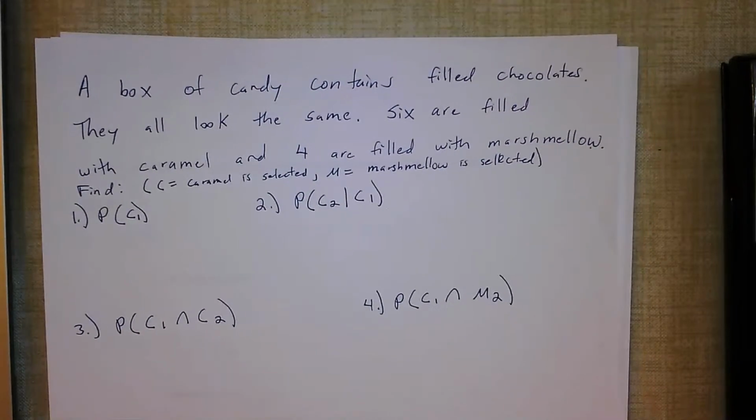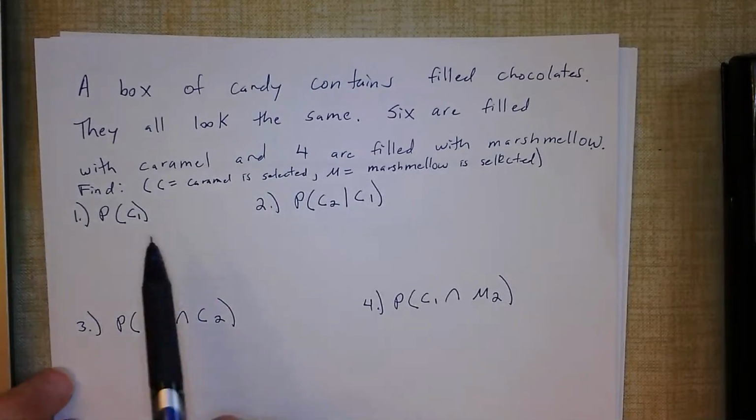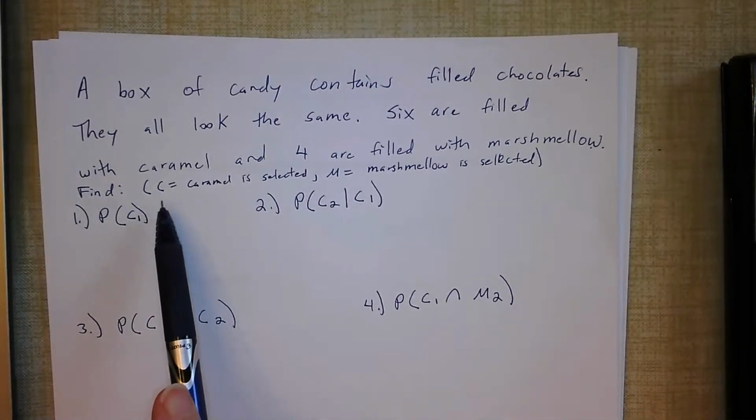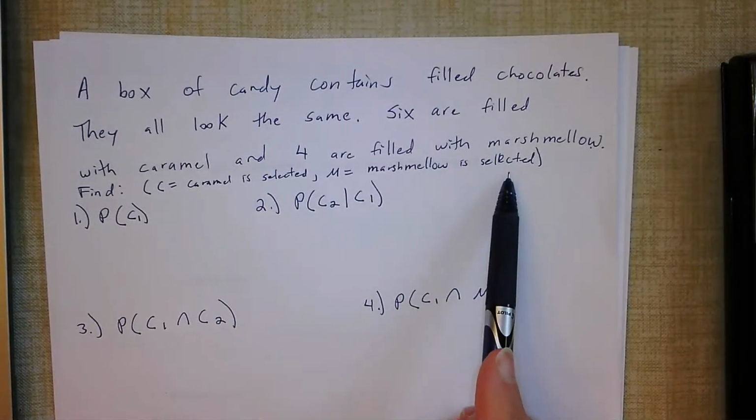All right. So the next question says a box of candy contains filled chocolates. They all look the same. 6 of them are filled with caramel and 4 of them are filled with marshmallow. We're looking for 4 probabilities. So we're going to say that C is that a caramel candy is selected and that M is that a marshmallow filled one is selected.